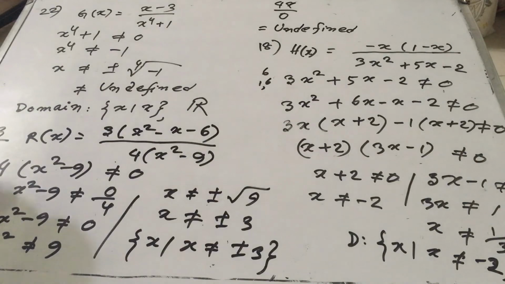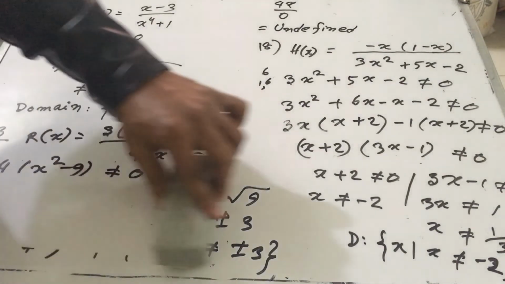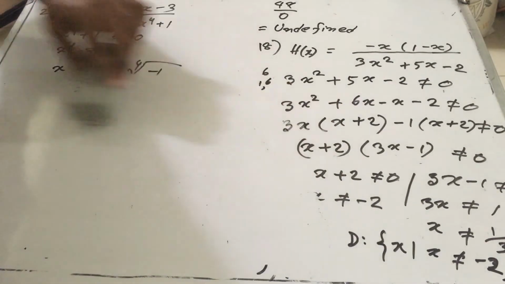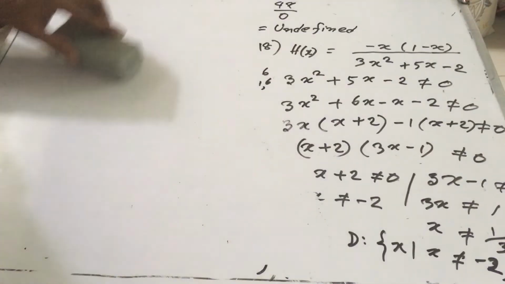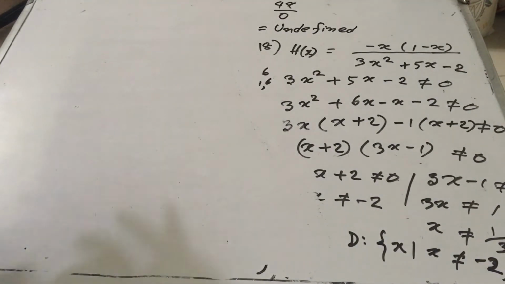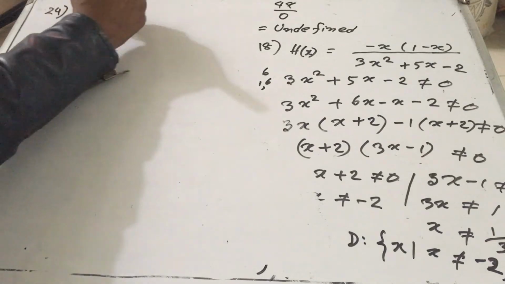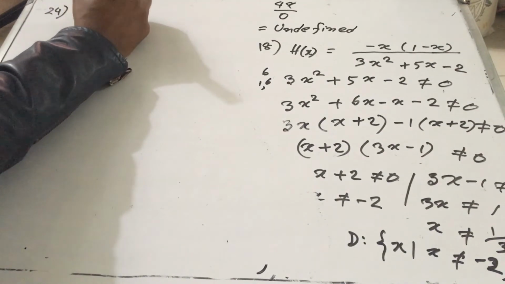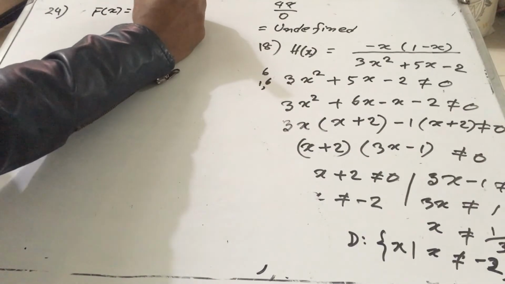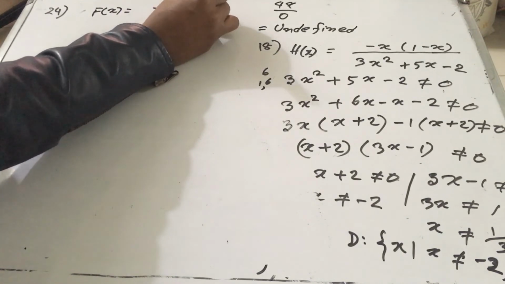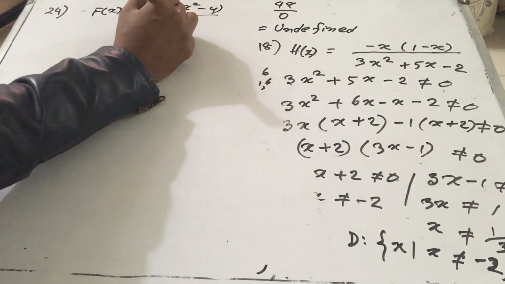I have some time, it seems. 24 number also I will do now, which is the last math from this section, and I will wrap up the video. So 24 number is f of x equals minus 2x squared minus 4 divided by 3.